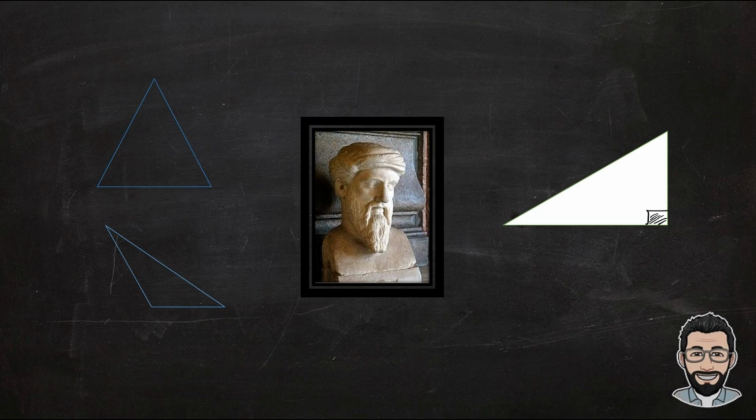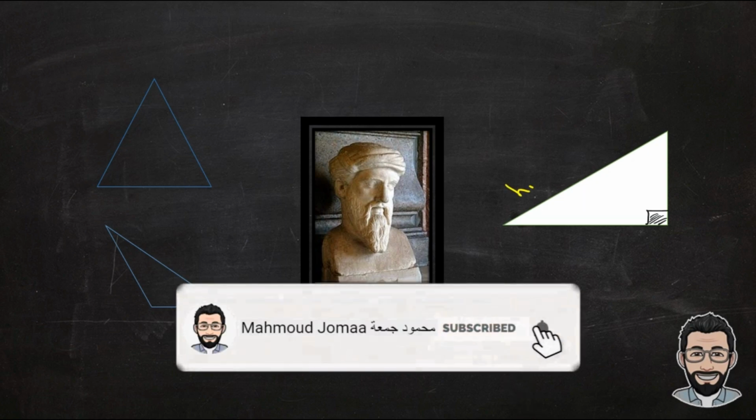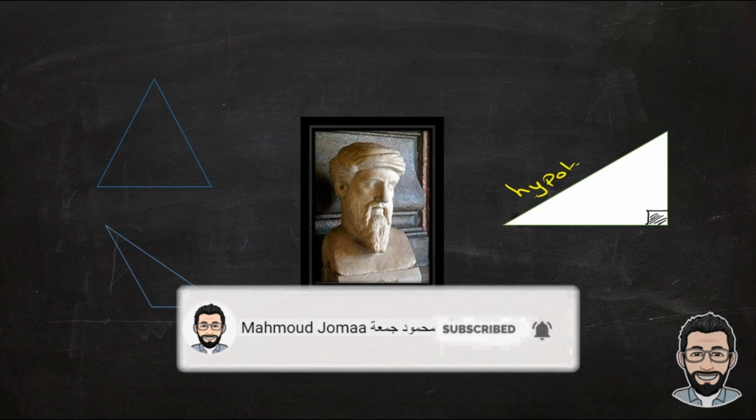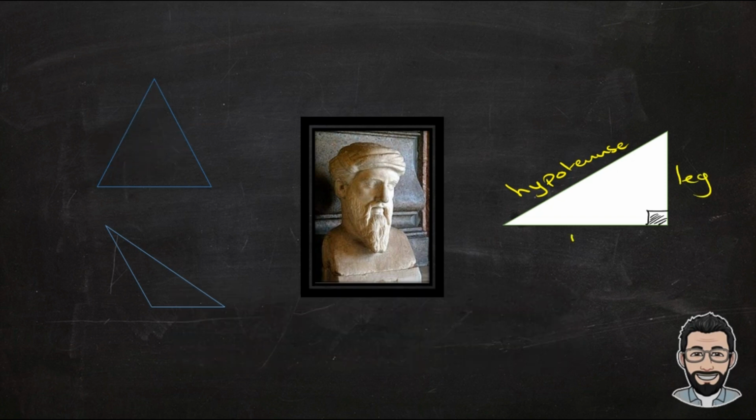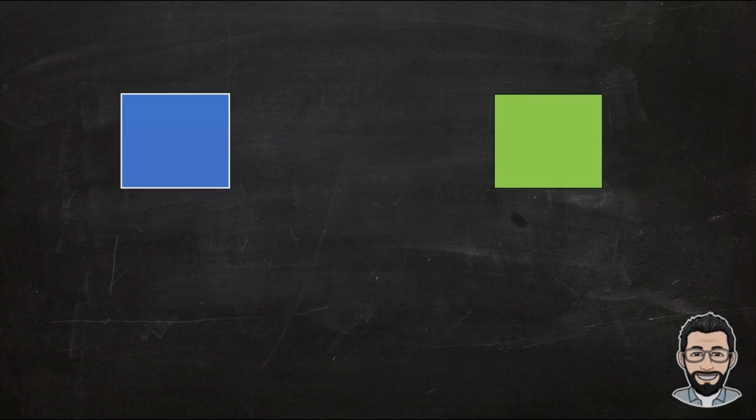Don't forget. And you know the longest side is called hypotenuse? And the other two sides are called legs. So leg and leg. But before starting in the theorem, let me ask you some questions related to the squares. If I give you here 5 centimeters, the side length of the square, can you find the area?